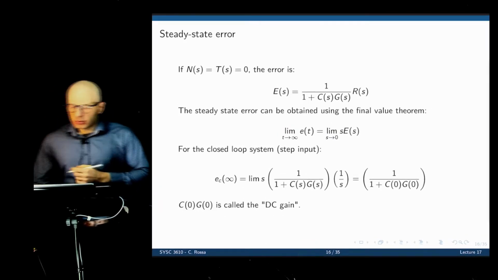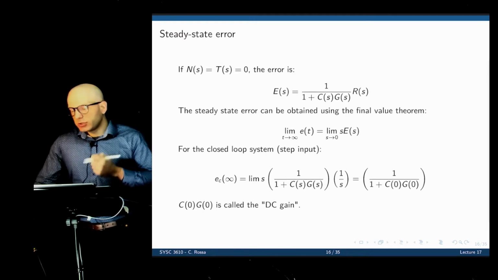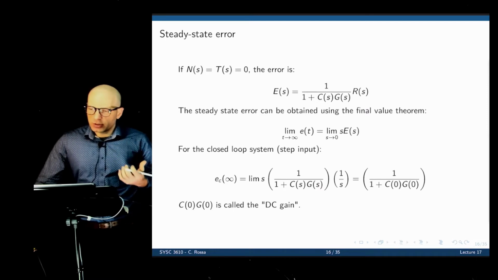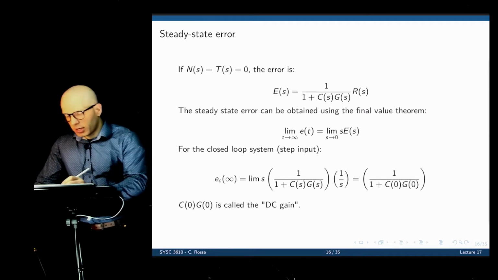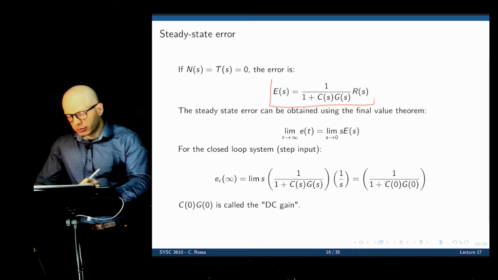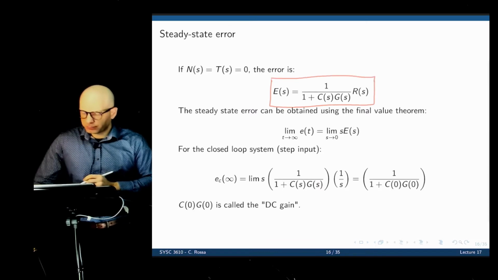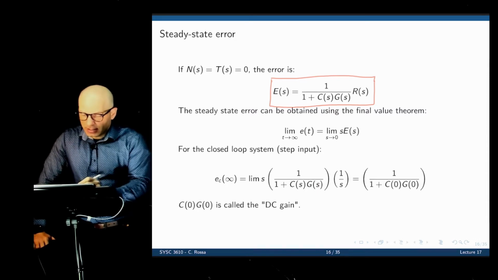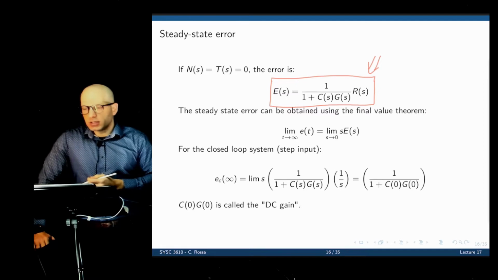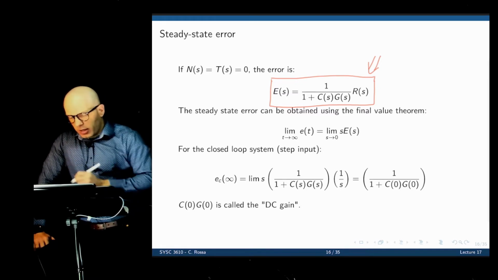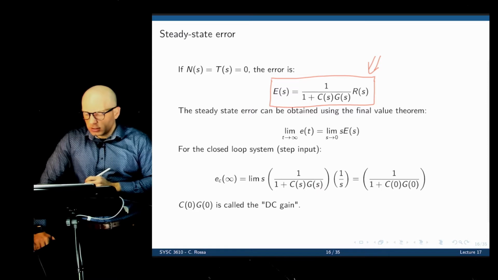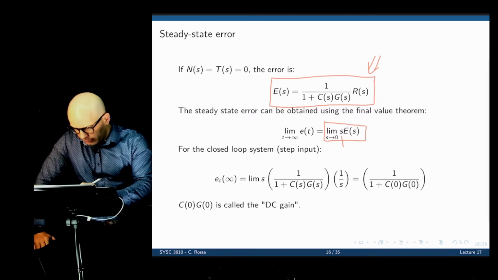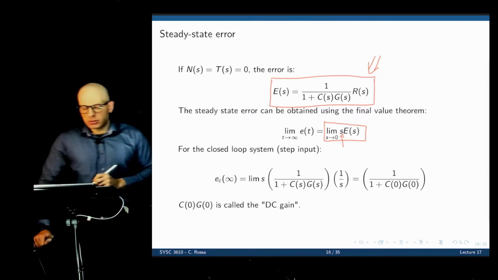So going back to our original system with 3 inputs, let's consider noise and disturbance to be 0. If that is the case, we are only left with the input R of S, and the error, as we calculated before, would just be the first term of that big equation. The steady state error is the limit of that error when time tends to infinity, or the limit of the error times S, don't forget the S from the theorem, when S tends to 0.